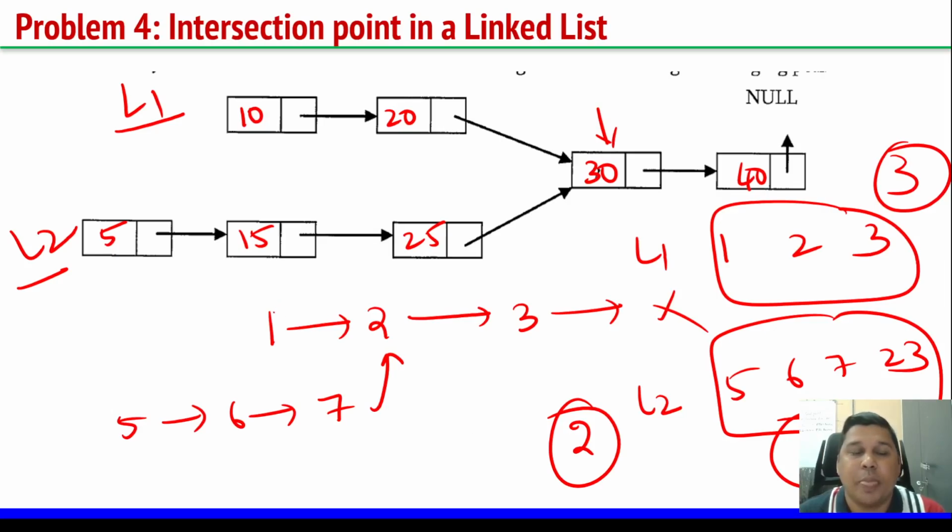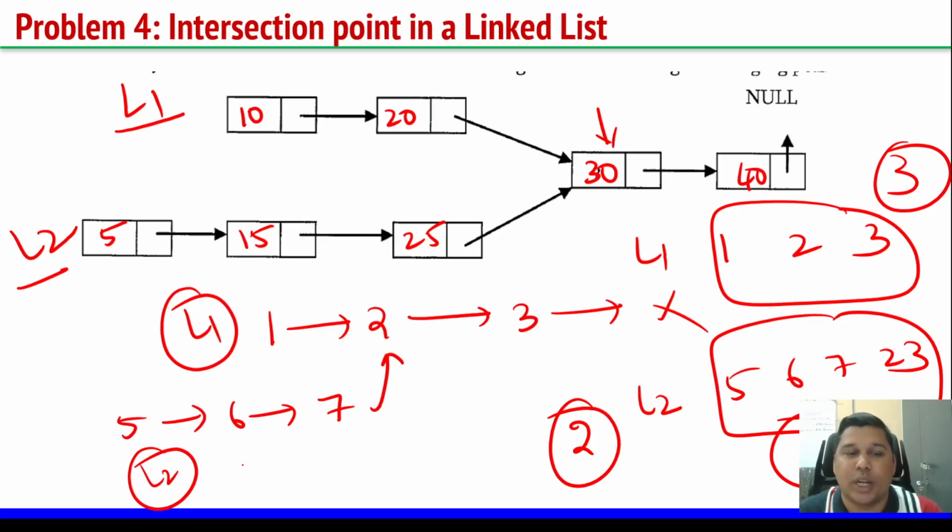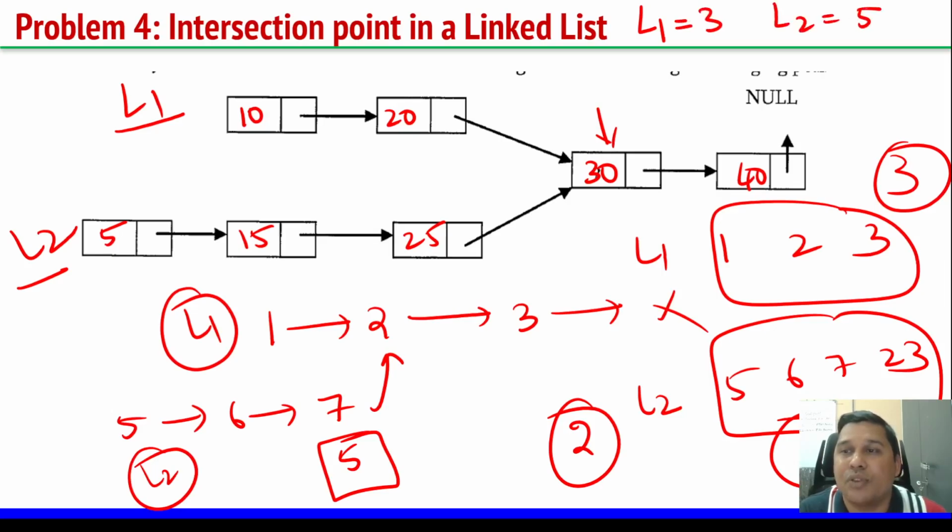In this case, when I am at 1, list L1 or list L2, you take the list L2, whichever is larger. L2, how many elements are there? 5. Again I will write here, length of L1 is 3, length of L2 is 5, because there are 3 and 5 elements.